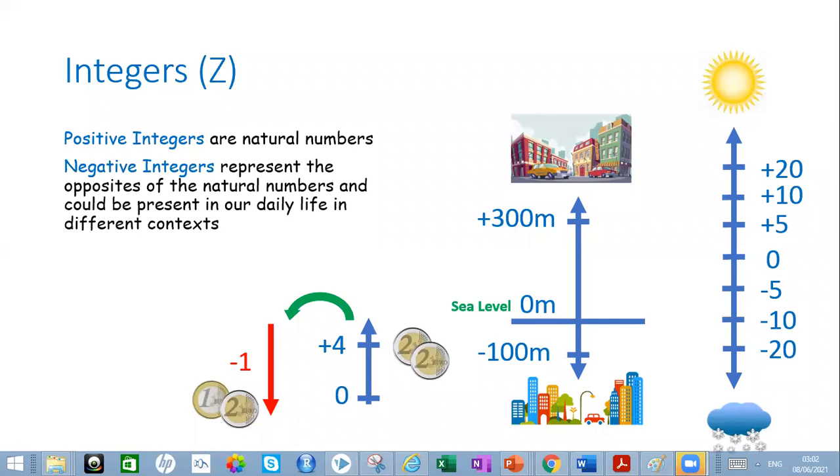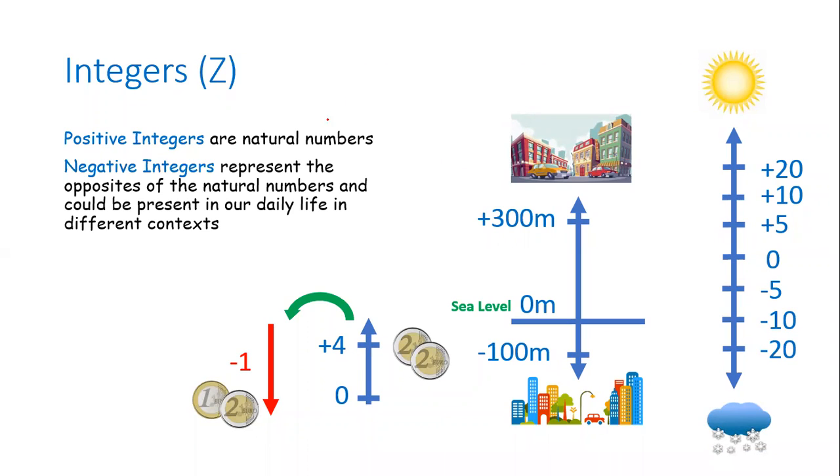So let's move now to talk about the set of integers. The set of integers is divided into positive integers and negative integers. The set of positive integers is the same as the set of natural numbers we have seen before, and it starts from 0, then 1, 2, 3, and it moves to infinity. Negative integers represent the opposites of the natural numbers.